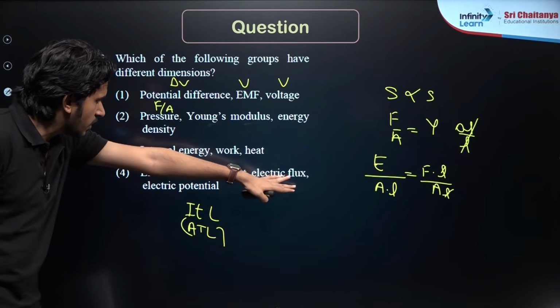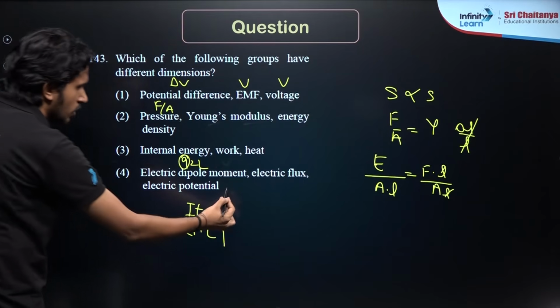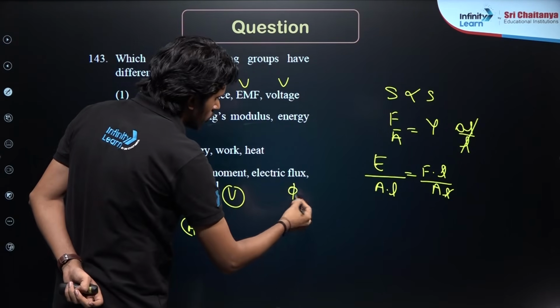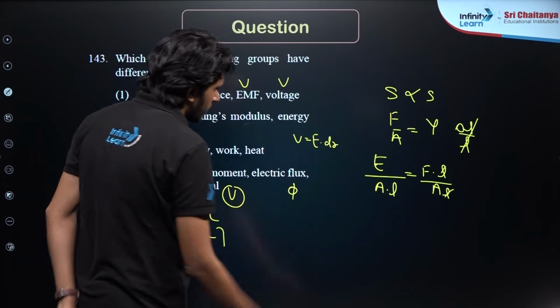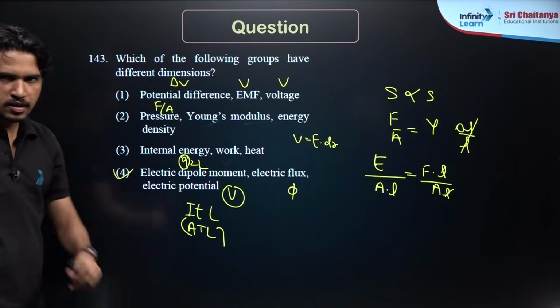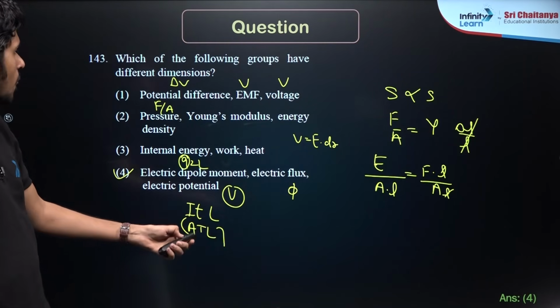Similarly, you find dimensions for electric flux and electric potential. Potential V, and what is flux? You know V is E dot dr first of all, and flux is E dot dA. That means that will differ. Option 4. Simple problem. No need to give that much time to this problem.